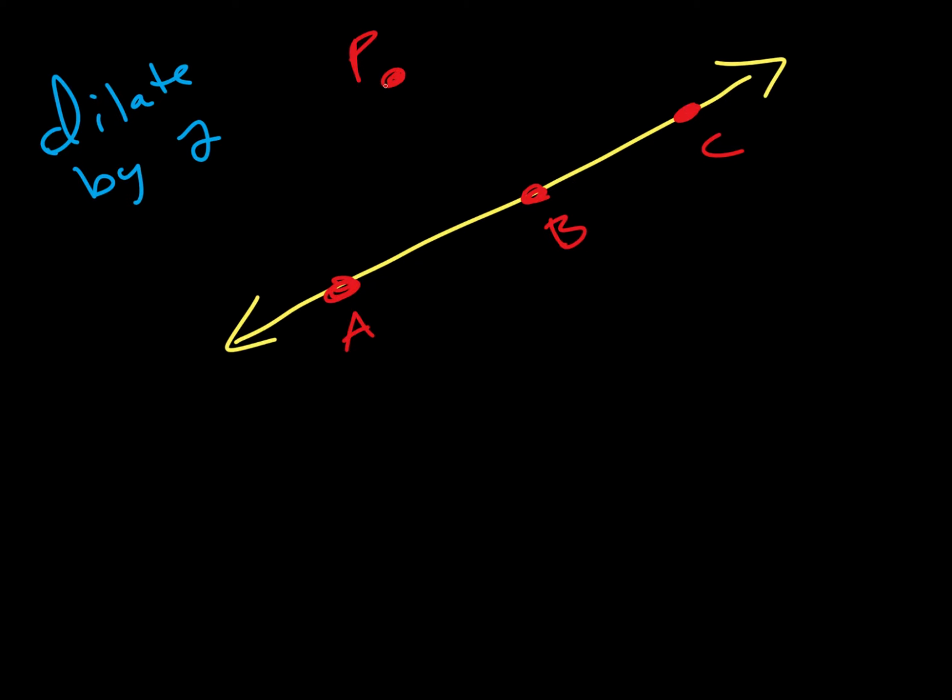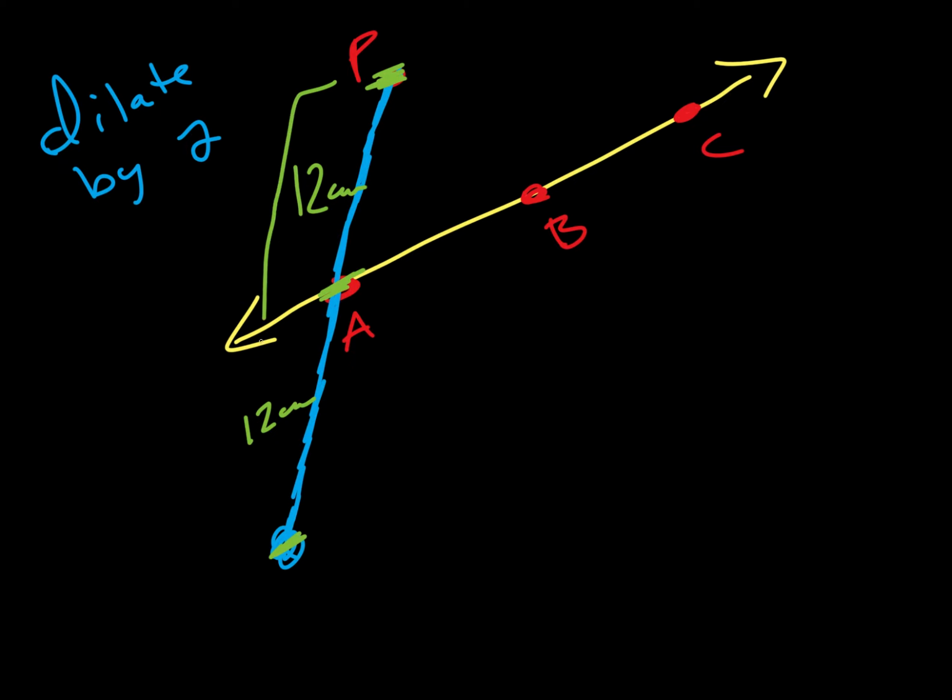So to do that, we're going to measure with a ruler from P to A, and then we are going to continue that length all the way out to here. Just to be clear, let's pretend this was 12 centimeters from here to here. This would also be 12 centimeters from here to here, making the entire segment twice as long, or 24 centimeters.